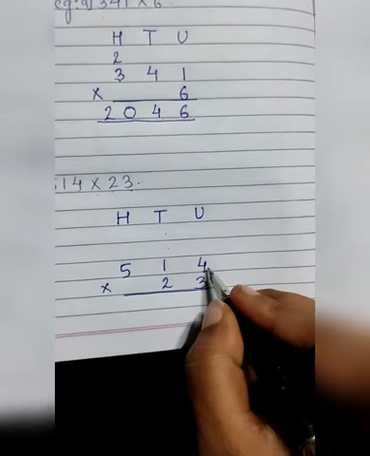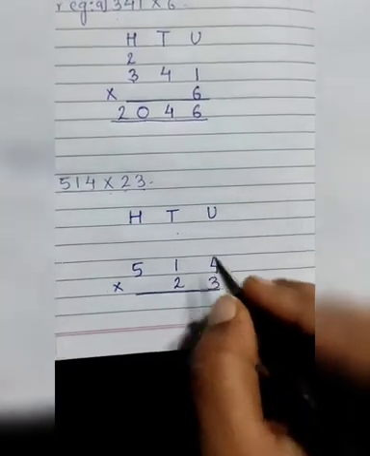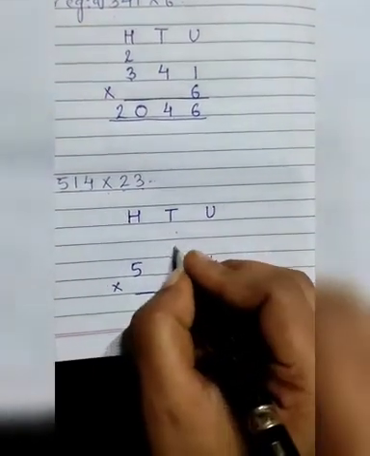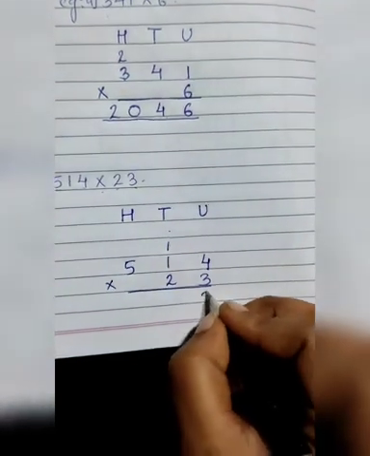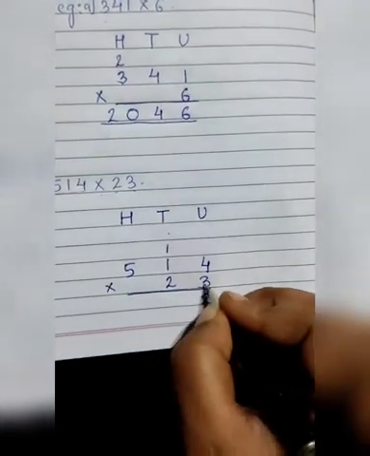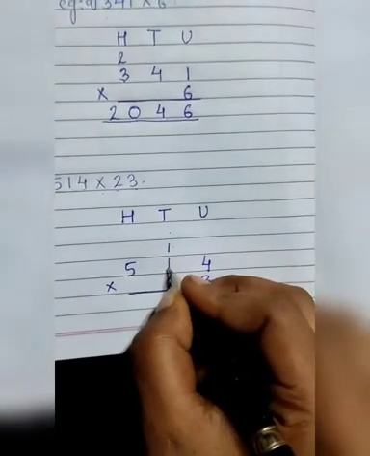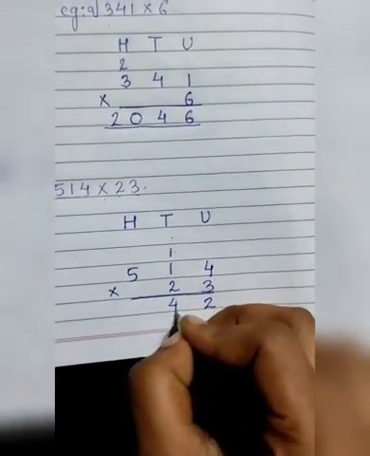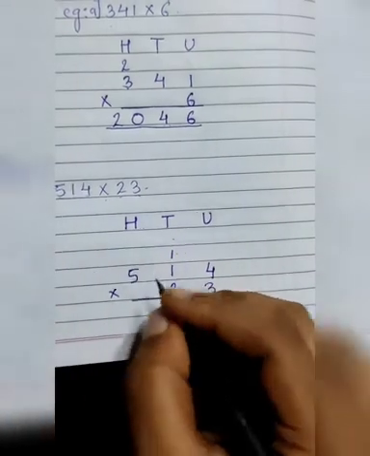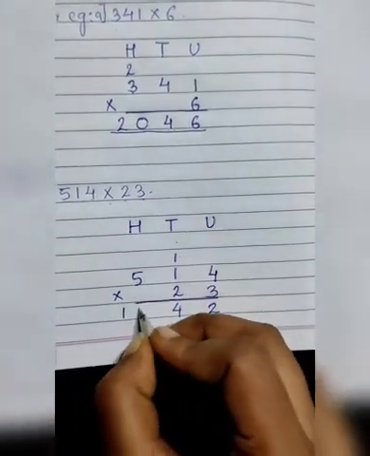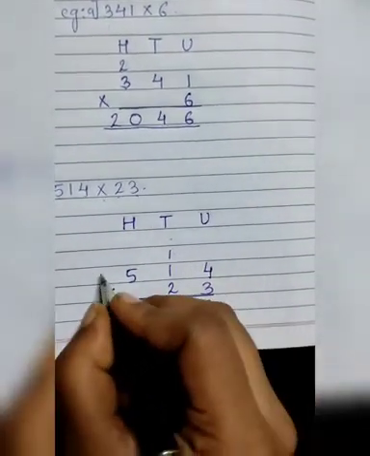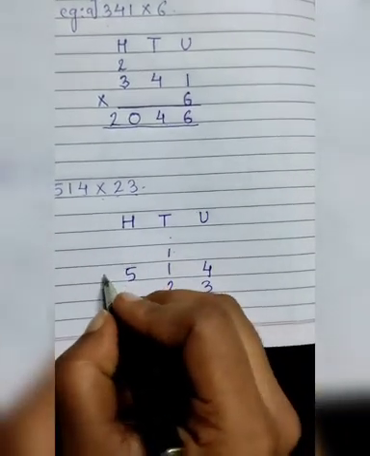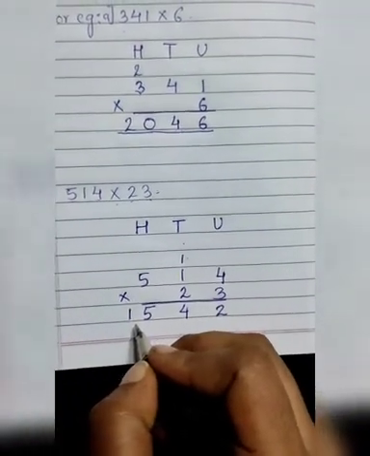Now 3 multiplied by 4 is 12. So 1 we will carry here and 2 we will write here. Then 3 ones are 3 plus 1, it will be 4. 3 fives are 15. So we will write here 15. As there is no number over here, we won't carry, we will directly write it down.